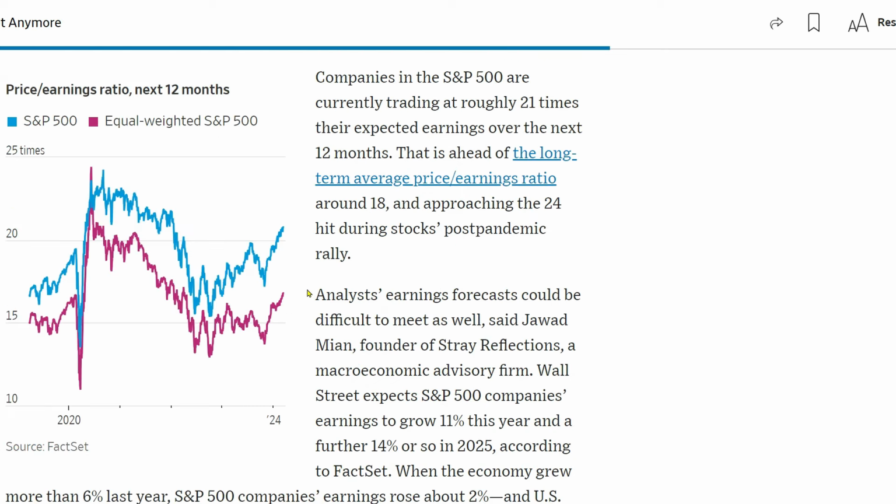to rally higher. And looking at the equal weighted S&P 500 forward price to earnings ratio, it's not all that high, around 17, showing that there are some domestic companies out there trading at reasonable valuations.